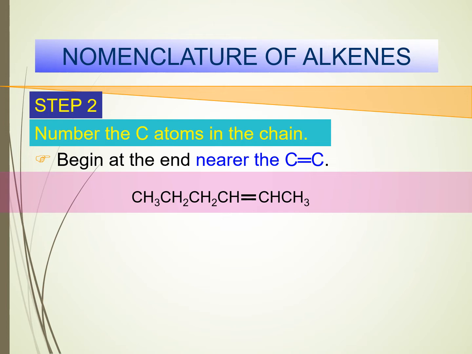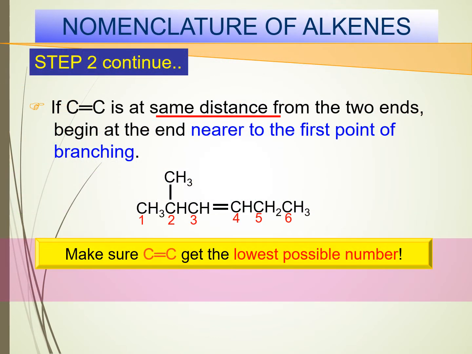Step 2. Number the carbon atoms starting at the end nearer to the carbon-carbon double bond. Carbon number 1, carbon number 2, carbon number 3, carbon number 4, carbon number 5 and carbon number 6. If the carbon-carbon double bond is at the same distance from the two ends, begin at the end nearer to the first point of branching. Since the branching is near to the left end, you have to number the carbon starting from the left to the right. Make sure the carbon-carbon double bond gets the lowest possible number.